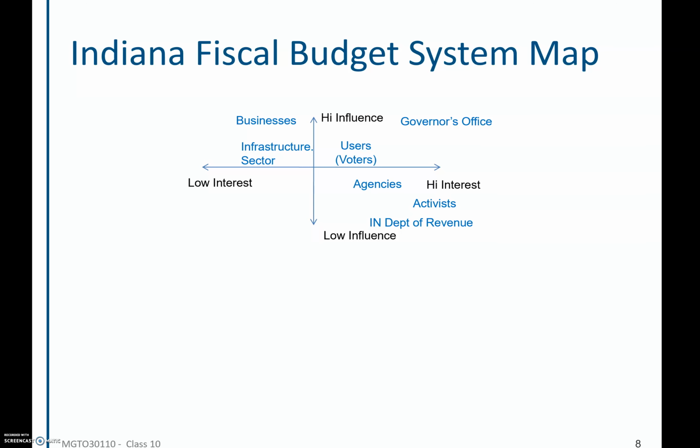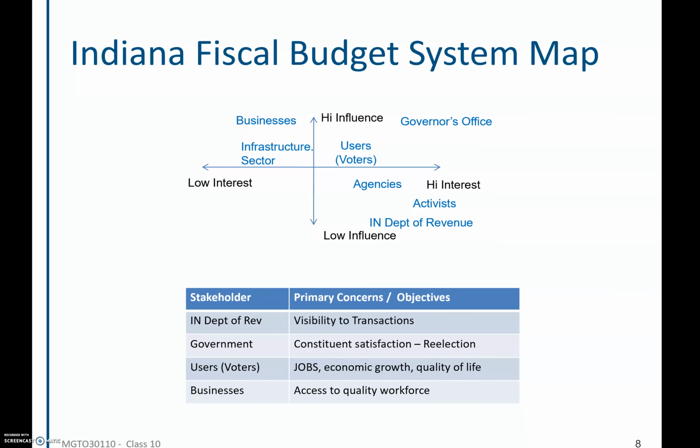We ask, what keeps them awake at night? Right? And so, for example, the Indiana Department of Revenue, we learned, is really very concerned with their visibility to the transactions that historically they have been able to tax. And if we move to a gig economy or maybe alternative currencies or other market structures, they may not be able to see the transactions and therefore not be able to include that in their revenue plan. And that's the sort of thing that keeps them awake at night, right?